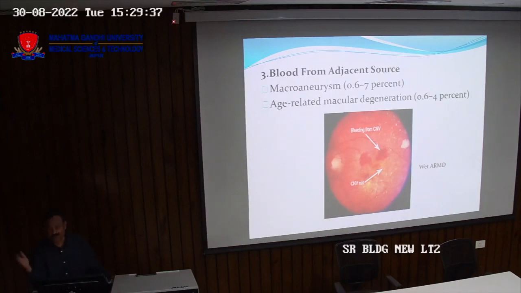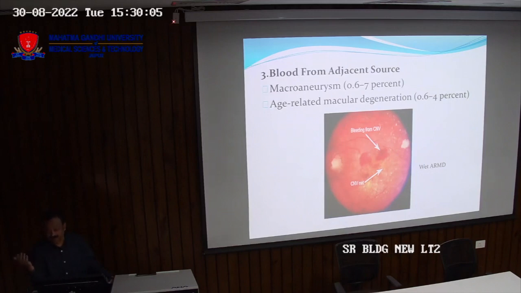Another important cause is ARMD, or age-related macular degeneration, a condition which is now a major cause of blindness after cataract and glaucoma in the age group of 50 to 60 years. So many times you may find a patient, either in an ophthalmic or non-ophthalmic clinic, aged 60-70 years, who says that I got my operation done 5-10 years back, lens implantation was done, and my vision is getting worse. So now the cause of this is ARMD.